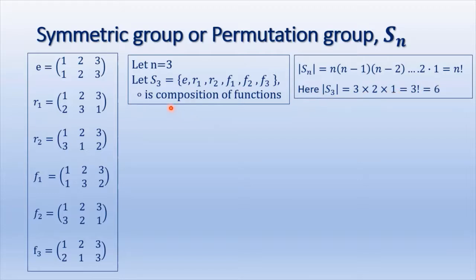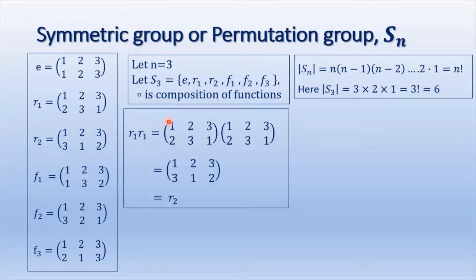Now we shall do the composition of functions for a certain example. Here we are having 6 elements. So 6 into 6, we are having 36 operations on this set. Consider the element R1, that is the function R1. You are going to operate it again on R1. So I have written R1 twice. R1 is nothing but the permutation where 1 goes to 2, 2 goes to 3 and 3 goes to 1.